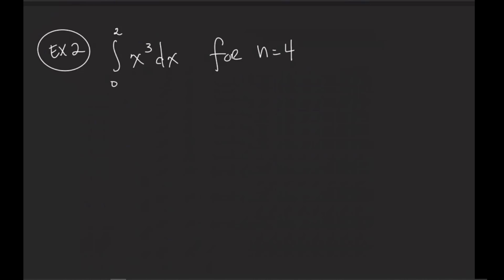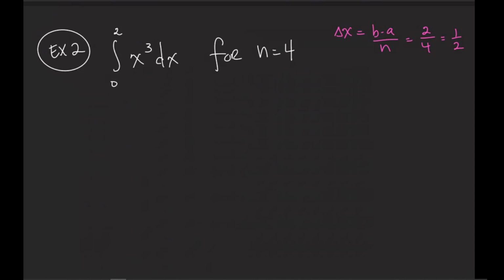So we're going to take the integral from 0 to 2 of x cubed dx for n equal to 4. We know we have a couple of things to figure out first. First is our delta x, which is (b minus a) over n. So in this case, that would be 2 over 4 or 1/2. That's how much we're going to be incrementing by.